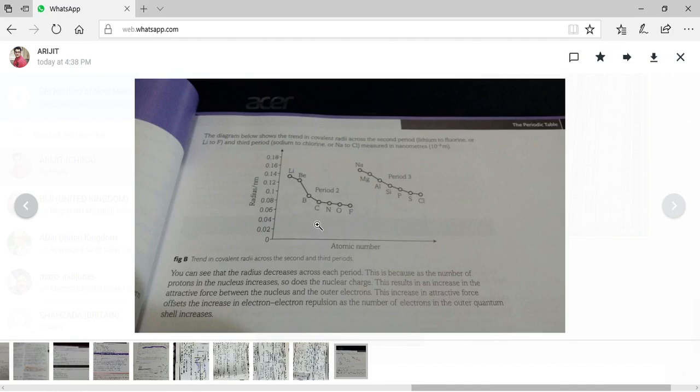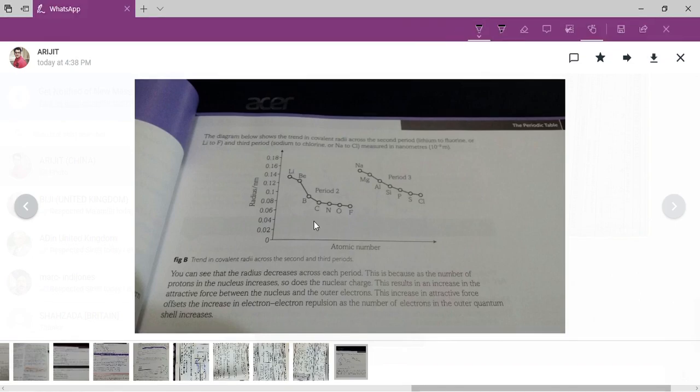Okay, beta, just see here. I think you sent me this picture. I'm writing on a screen and then it will be much more convenient for you to understand. So yes, here it is. Beta, it is related to atomic number and radius. And I explained that to you.